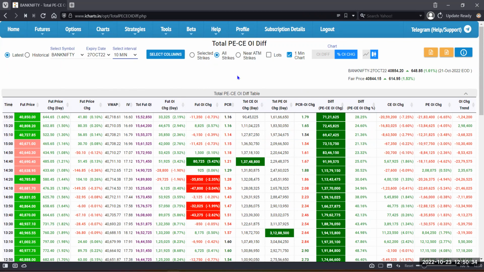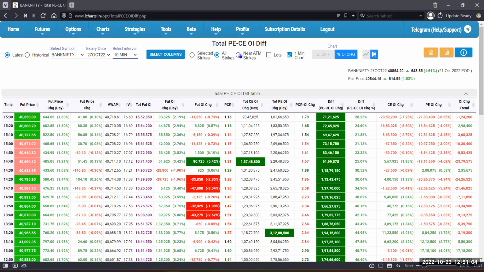About the strikes to be selected, I would suggest you start with all strikes to begin with. So this will give you a good idea of the overall market trend. So as you become more comfortable with using the tool, then you could switch to near ATM strikes or selected strikes. So there is a different way to use this. This could be useful. So I will discuss that a little bit later.